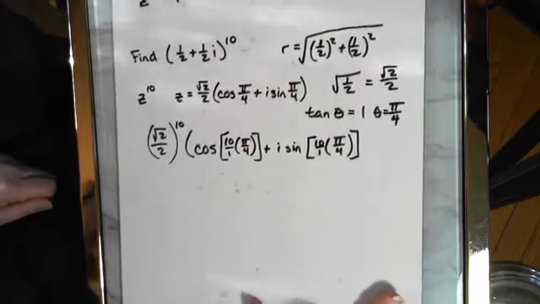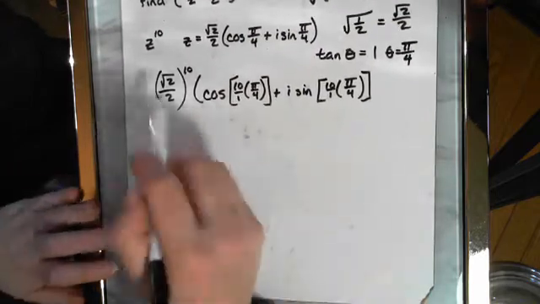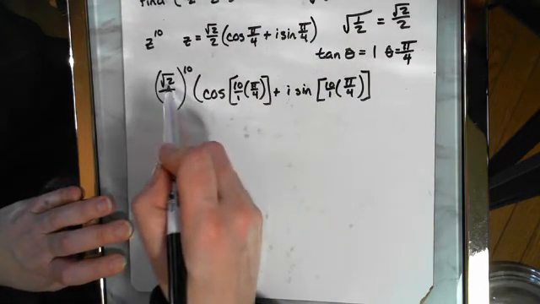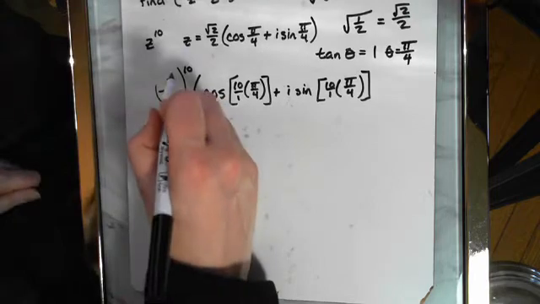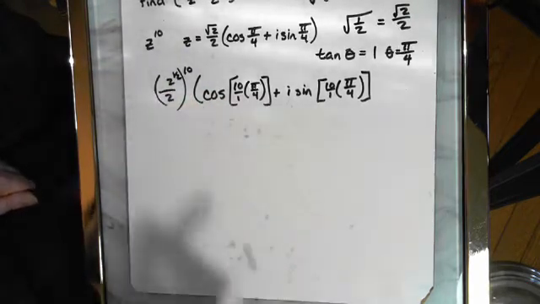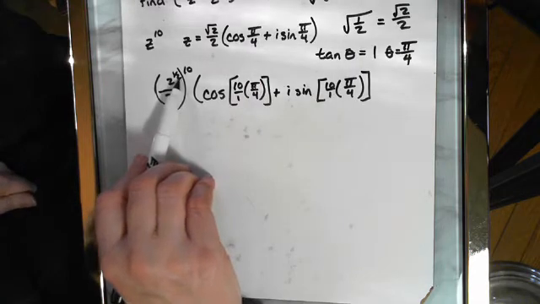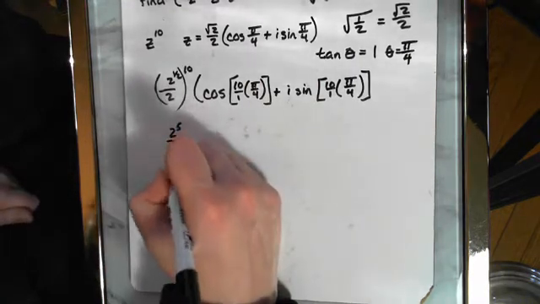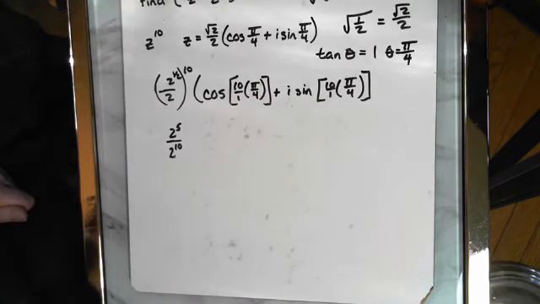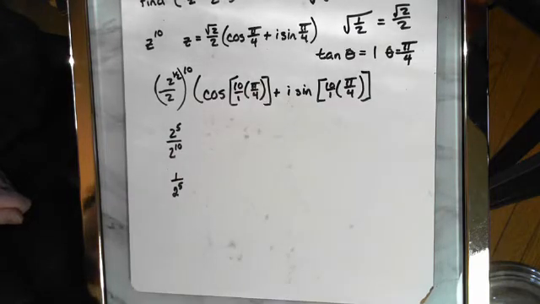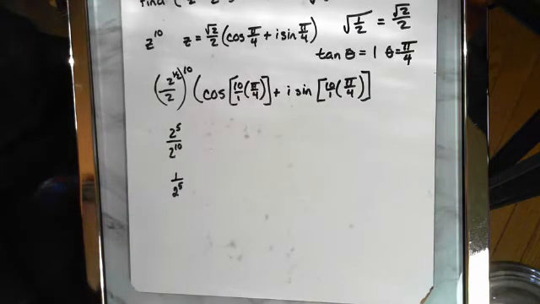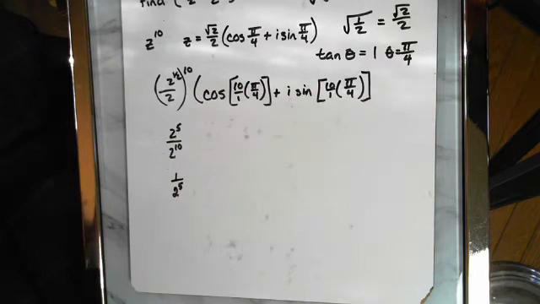Okay, now the square root of 2 over 2. It's much easier to simplify this if I write the square root as a fraction. So the fractional exponent here is going to be 2 to the 1/2 power. And I can do 10 times 1/2 is just 5. So this is really 2 to the 5th power over 2 to the 10th power. And my laws of exponents say that this is just going to be 1 over 2 to the 5th. Okay, and 2 to the 5th power comes out to be, let's see, 2 times 2 is 4, times 2 is 8, times 2 is 16, times 2 is 32. So this is 1 over 32.